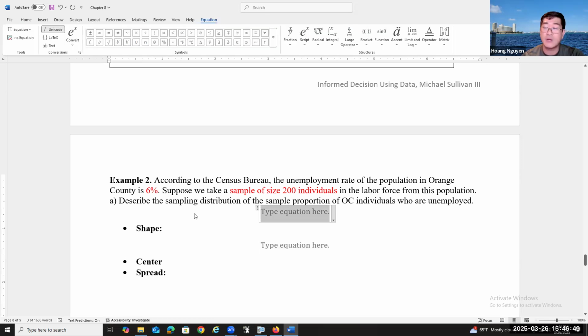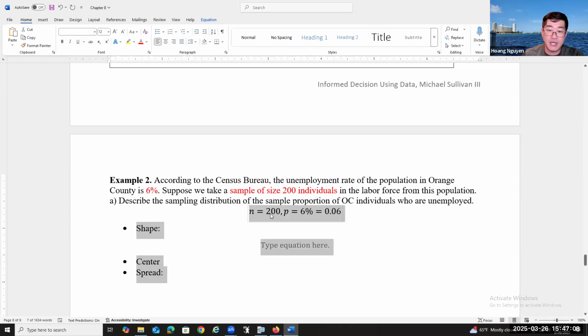Based on the question, we know the sample size n is equal to 200, and we know the population proportion p is equal to 6%, or 0.06, right? I'm just rewriting the 6% in terms of a decimal, okay?